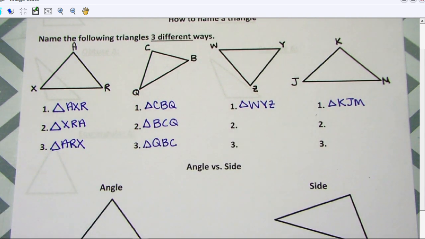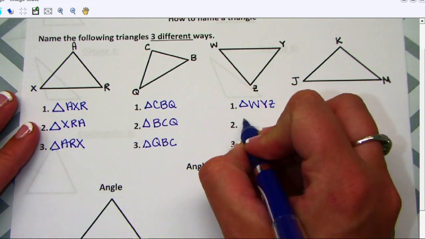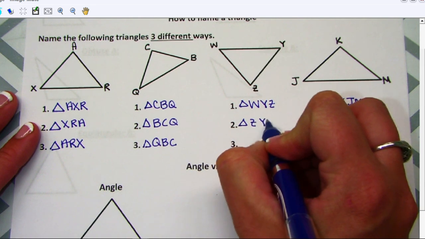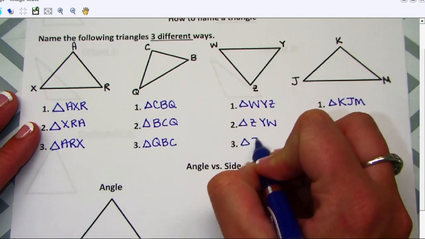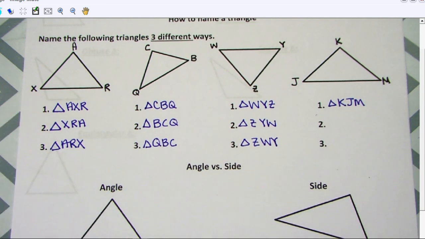All right, how about the next one? I started by naming it WYZ. Okay? ZWY. Okay, ZWY. You could also have started at Y. You could have said YWZ or YZW. Any order, it doesn't matter. There's a ton of ways to name these triangles.